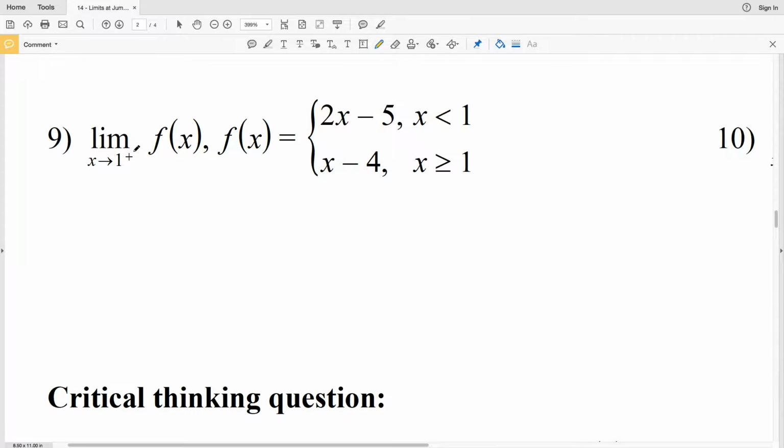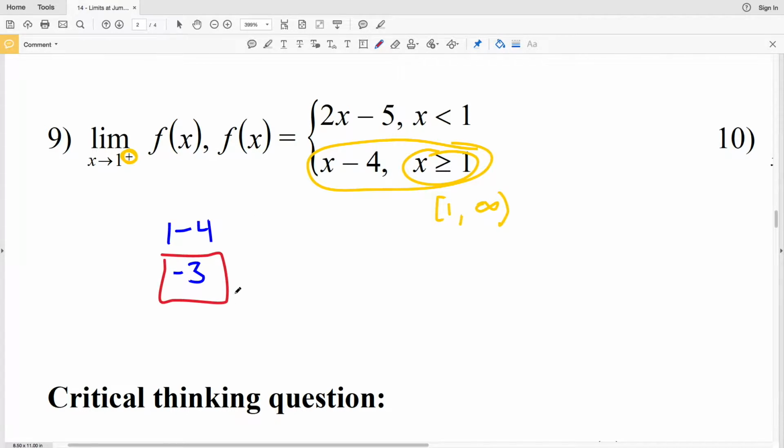In number 9, we're evaluating the limit of f of x as x approaches 1 from the right. So we're coming from the positive values, which is the second piece, where x is greater than or equal to 1. So that's all values of x that are 1 to positive infinity. So this is from the right, or from the positive direction. So plugging in 1 for x, we'll get 1 minus 4, which is a negative 3. So negative 3 is our evaluated limit in number 9.